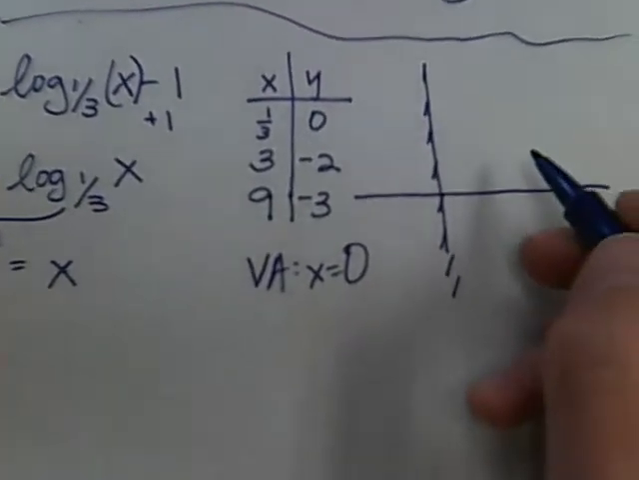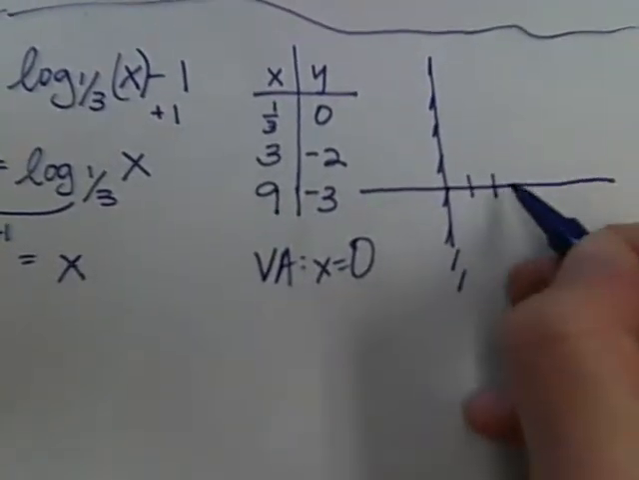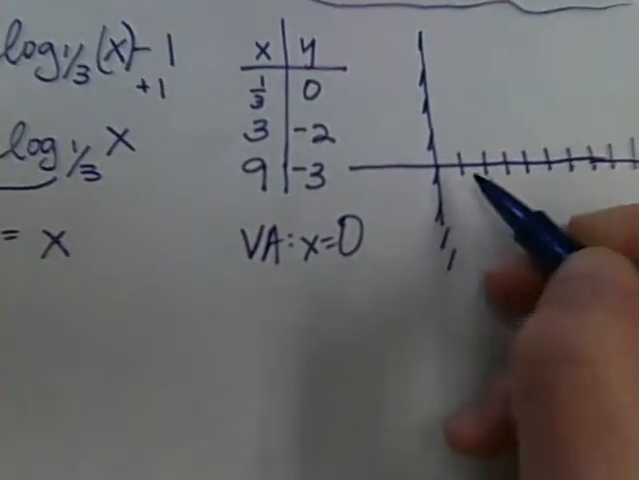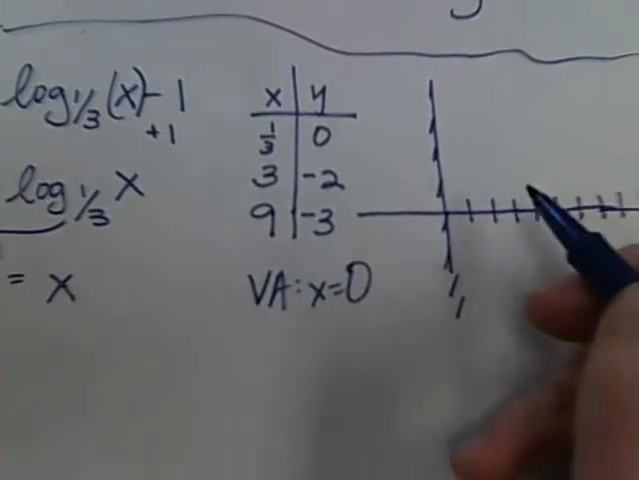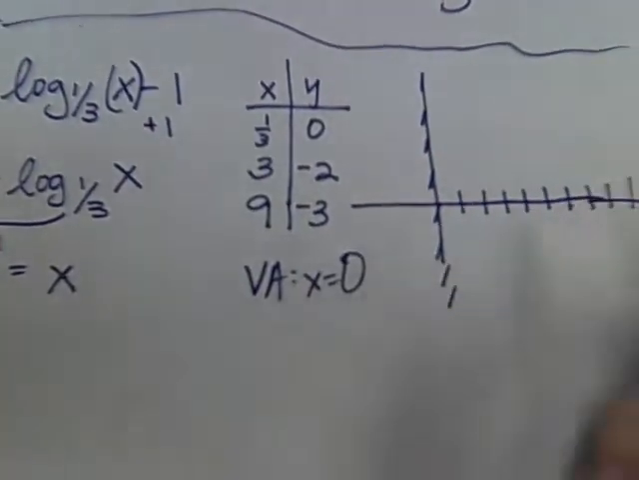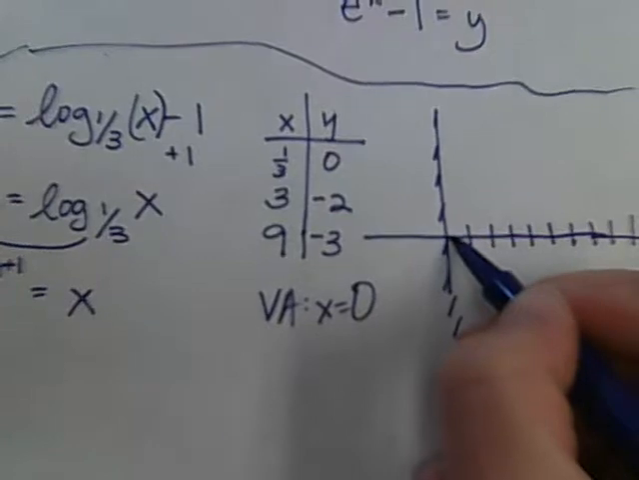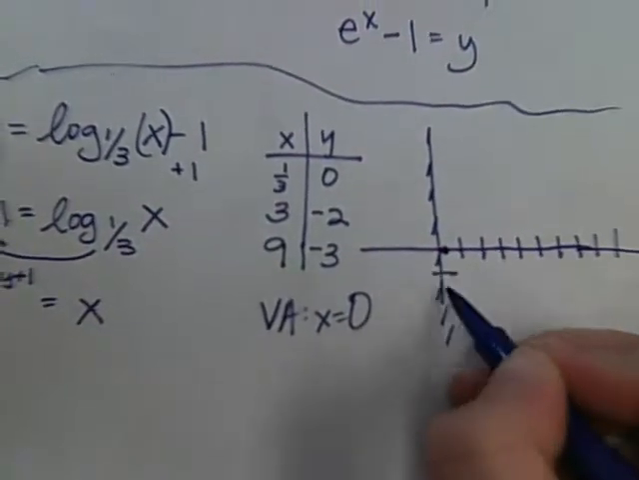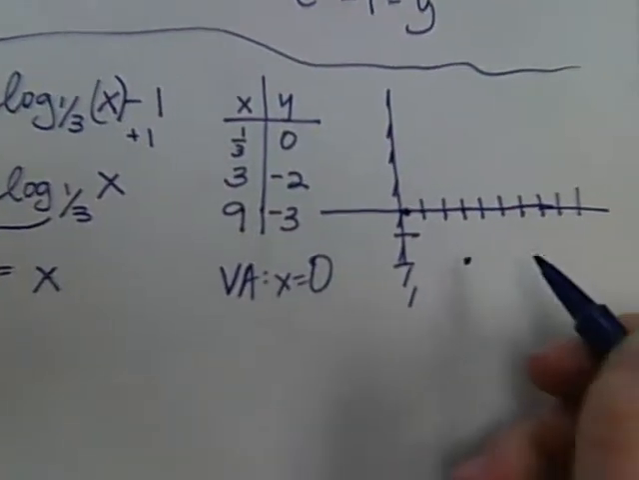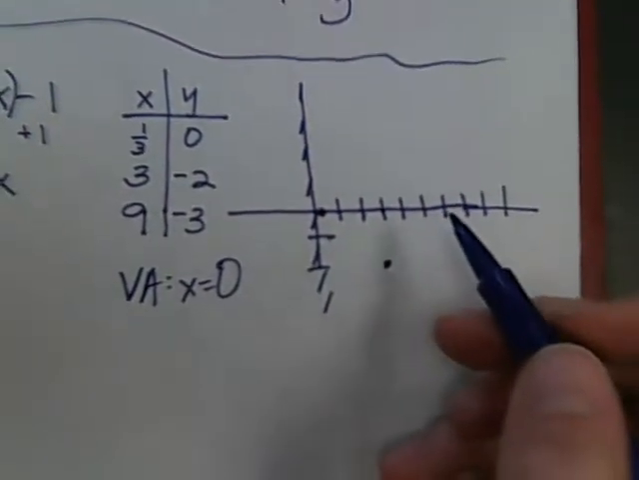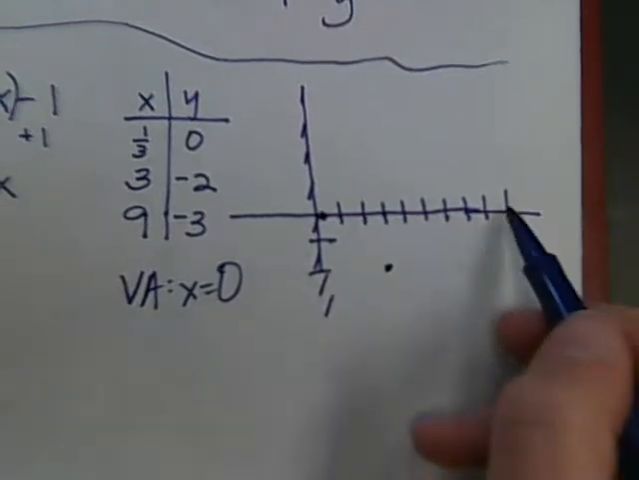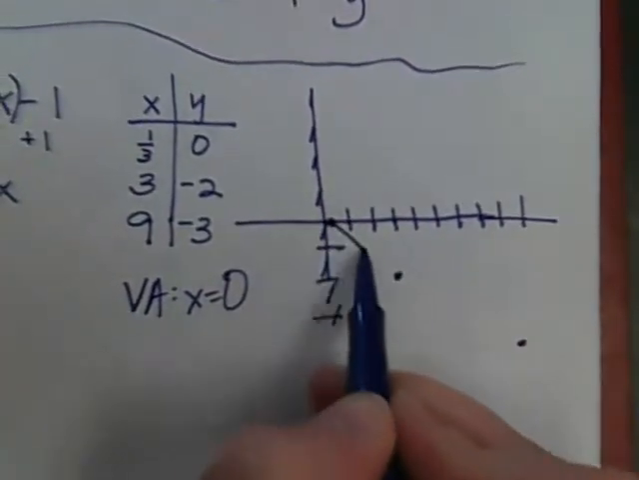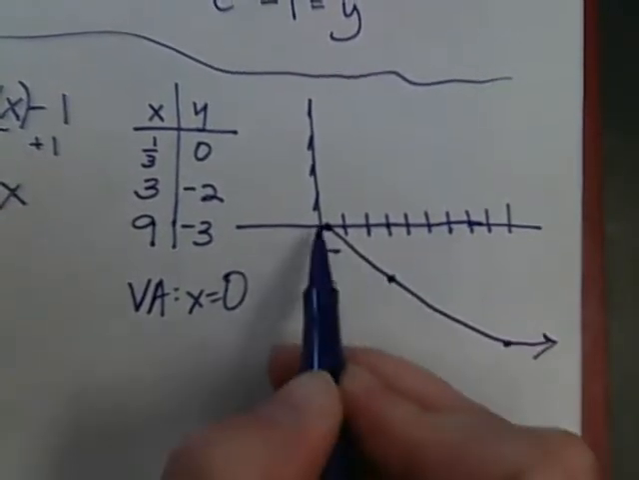And then we can plot our points. Don't plot them backwards, okay? Some people get confused since we made it backwards, they want to plot it backwards. But this would be over 1/3 up 0, over 3, down 2, and then over 9, down 3. And this should be a curve to the right, okay?